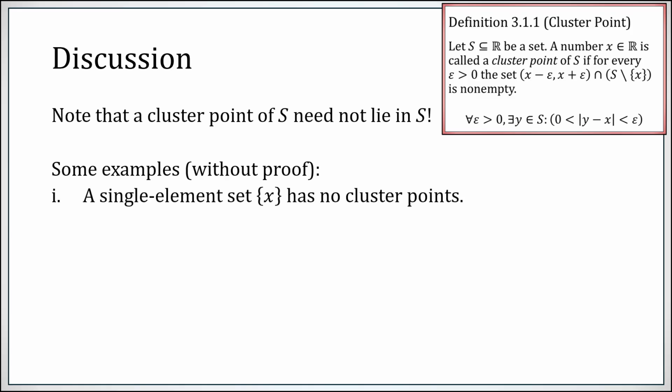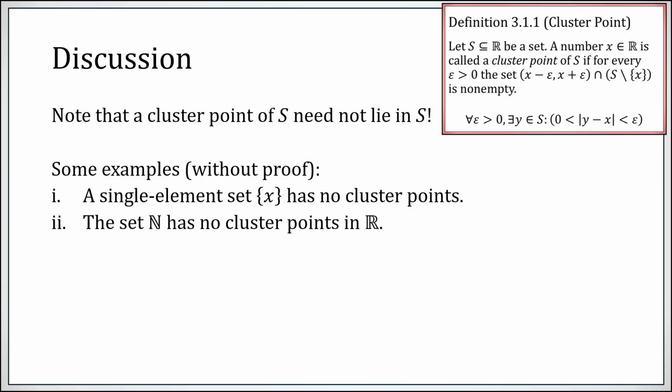Suppose you have a single element set. There are no cluster points. X is not a cluster point because to approach X itself, you would have to use points in the set other than X, and there are no points in the set other than X. However, any point that isn't X is in fact bounded away from the set, and therefore the only point in the set, X, is not within epsilon of whatever point you picked, provided you pick epsilon small enough.